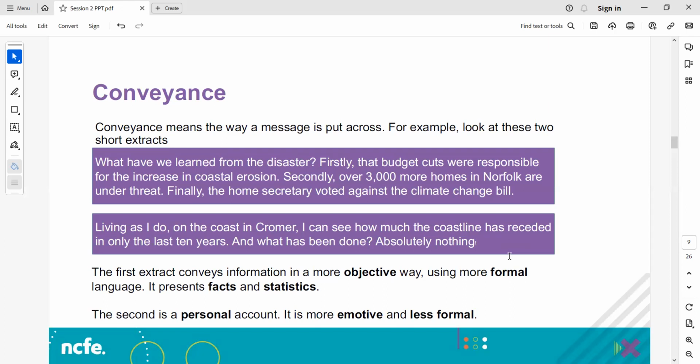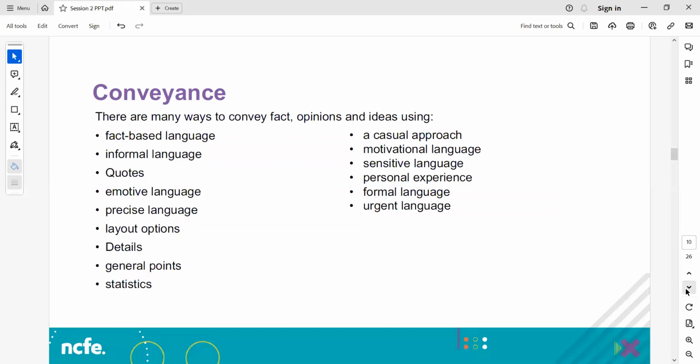So the emotive language: what has been done? Absolutely nothing. Okay, so we can imagine how that person's feeling. It sounds like they feel angry about what's happened. So there are many ways to convey facts, opinions and ideas, and these can all help you to understand whether it is fact, ideas or opinions in the text.